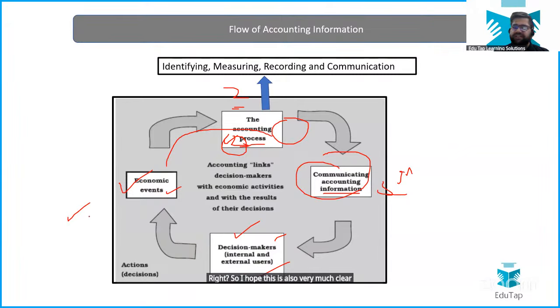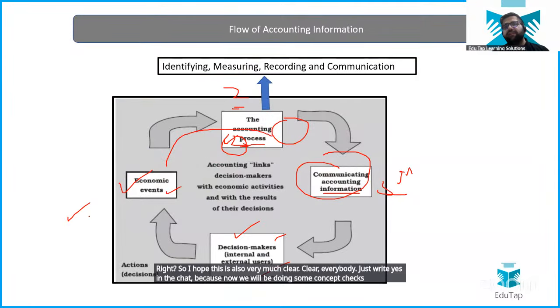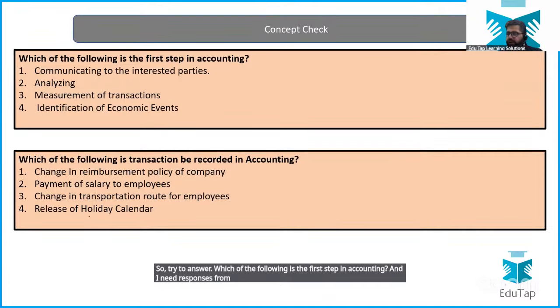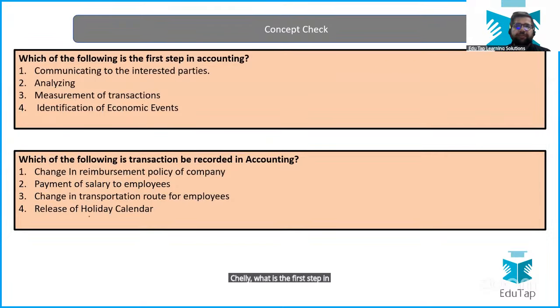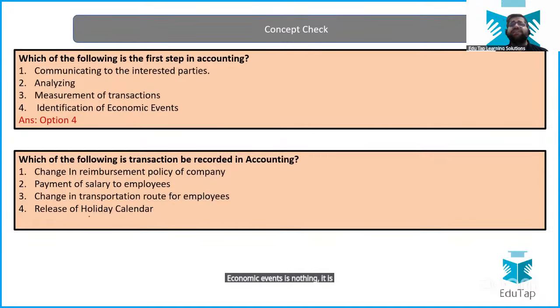Clear, everybody? Just write yes in the chat, because now we will be doing some concept checks, and that completes your 2 topics of the day. Try to answer: which of the following is the first step in accounting? I need responses from everybody. If you are not responding, then you are fooling yourself. Chaliye, what is the first step in accounting? Yes, identifying the economic transactions or the economic events. Do not get confused: economic events are nothing but economic transactions only.